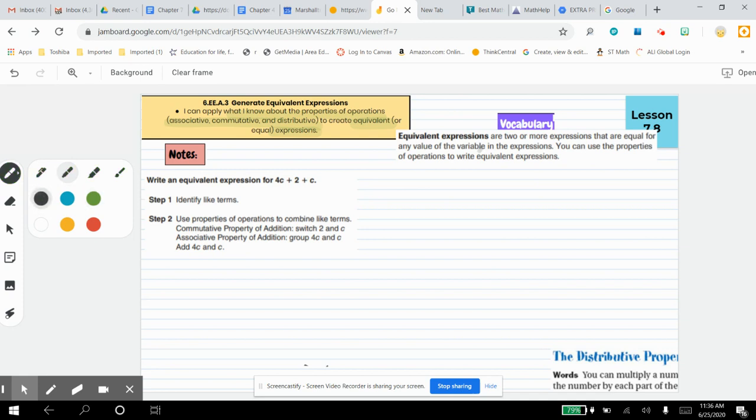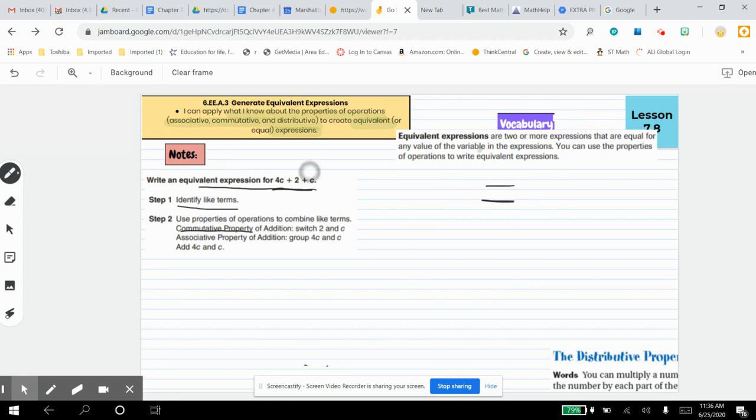So today we're going to write an equivalent expression for 4c plus 2 plus c. First of all, we need to identify the like terms. Okay, we're going to be making an equivalent expression, so we're going to have an equal sign here. All right. So first of all, using the properties to combine these terms, we're going to use the commutative property. That says that I can switch the 2 and the c around.